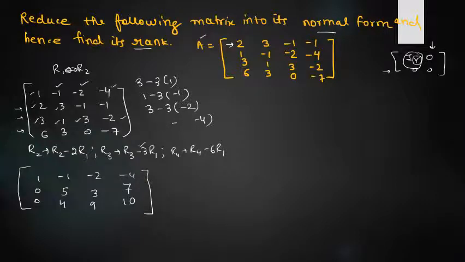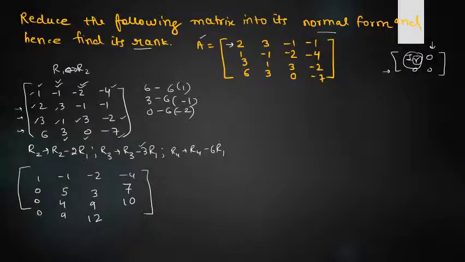Then for R4 we have R4 minus 6R1, right? So R4, which is 6, minus 6 times R1, which is 1, is 0. Then R4 minus 6R1, which is minus 1, so 3 plus 6, 9. Then R4, which is 0, minus 6 times R1, which is minus 2, so plus 12. Then R4, which is minus 7, minus 6 times minus 4 is plus 24. So minus 7 plus 24 is 17, right?